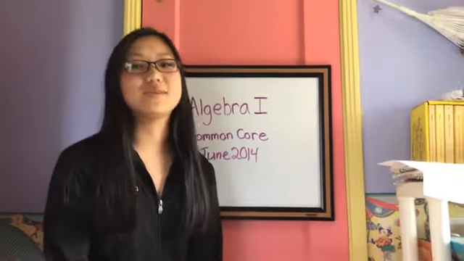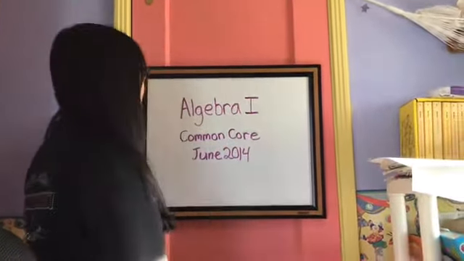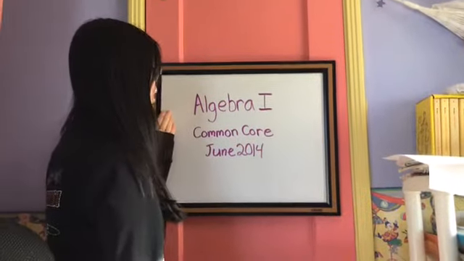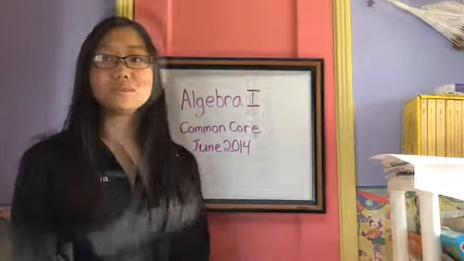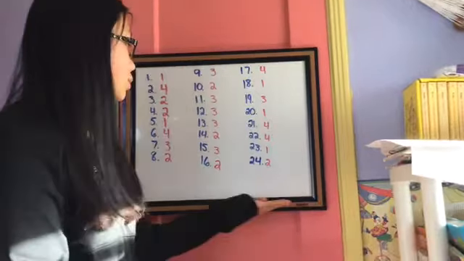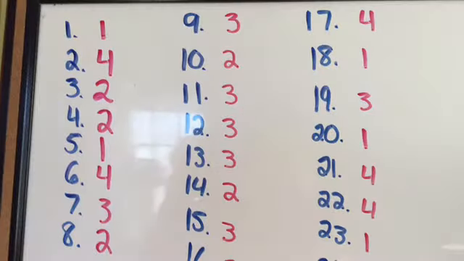Back to Radical Learning. Today we're going to be doing Regents review, and we're going to be going over the Algebra 1 Common Core June 2014 Regents.